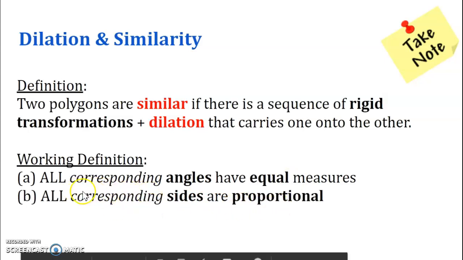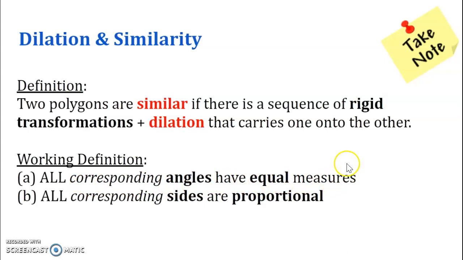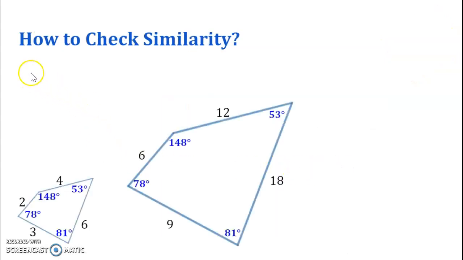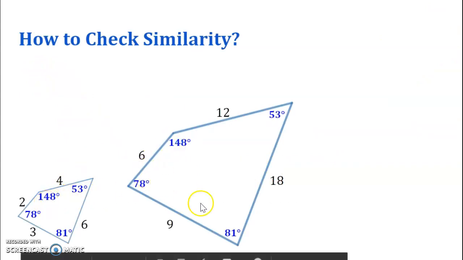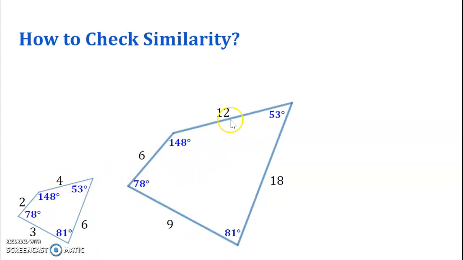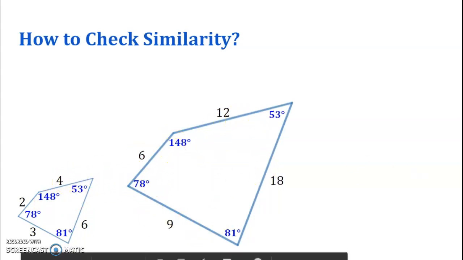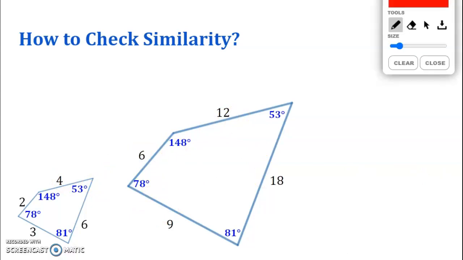Remember, corresponding means same relative position. Same relative positioned sides are proportional. Same relative angles have equal measures, or are congruent. So let's check for similarity here. Remember, we said that all the corresponding angles need to be congruent and all the sides need to be proportional. What do we mean by that?